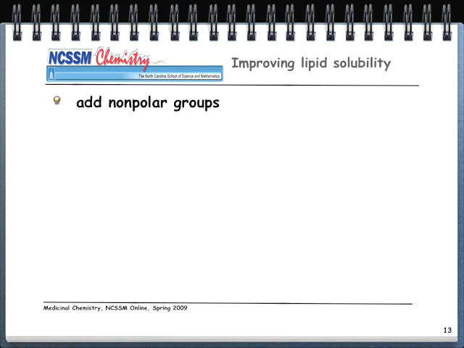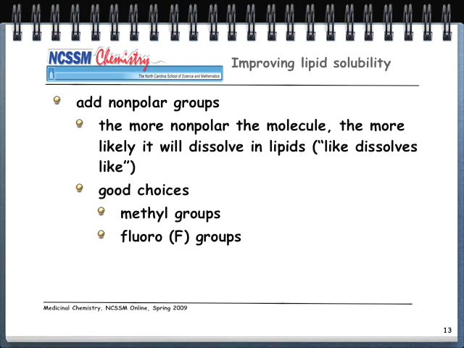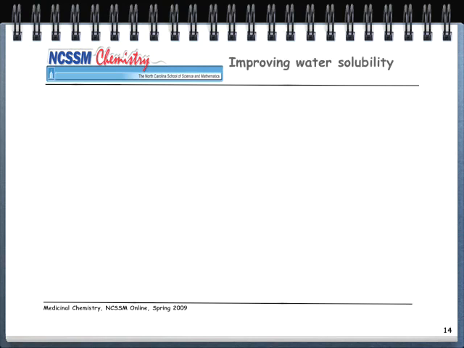Okay, improving lipid solubility, what would you think? Sure, we add nonpolar groups. The more nonpolar the molecule, the more likely it will dissolve into lipids. Once again, like dissolves like. And there are a variety of good choices. Some of these are in the textbook, some of these were elsewhere. Adding methyl groups, which are CH3 groups, makes the molecule more nonpolar. Adding fluorines, adding chlorines to your molecule will make it nonpolar. And so those are some choices, and there are lots of other choices that you can make in terms of making the compound more lipid soluble.